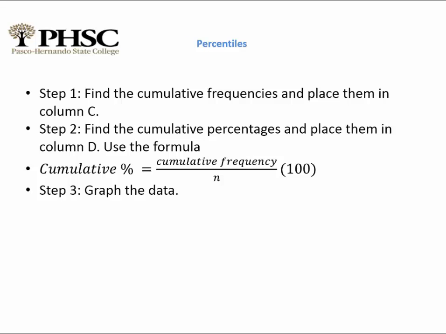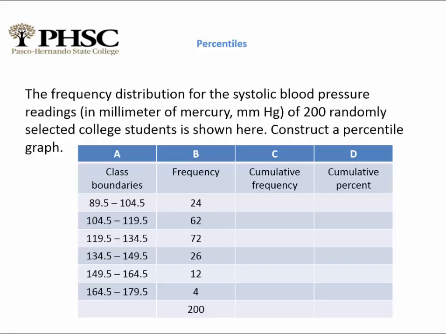So the first thing is that we're going to find the cumulative frequency and then place them in column C, and I do have a table coming up. And then we're going to find the cumulative percentages and place them in column D, and then we're going to use the following formula. So cumulative percentage is equal to the cumulative frequency divided by n times 100, and then we'll go ahead and graph the data. So here's an example.